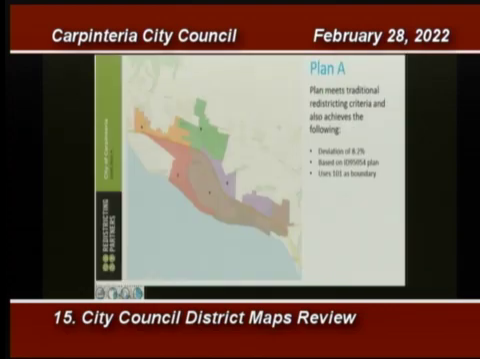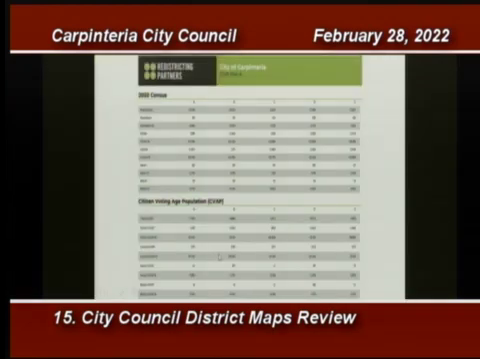Your draft plan A has a deviation of 8.2%. It is based on the Districtr submission ID 95054, and it mainly uses the 101 as its main boundary. We have the data tables for your draft. Again, we can see that it's under that 10% total plan deviation.